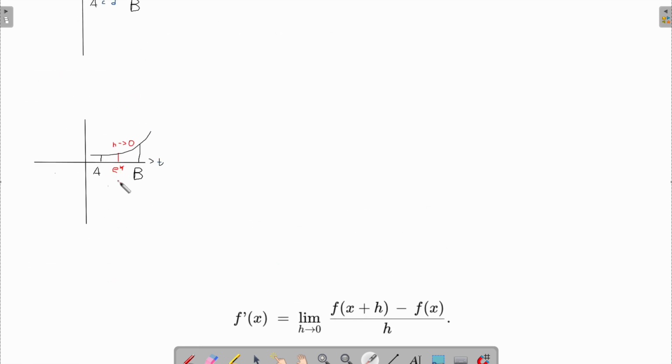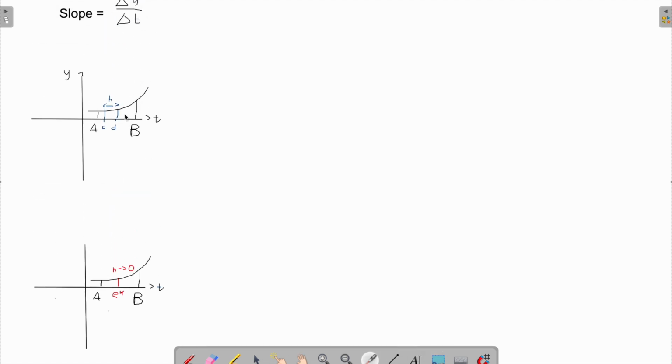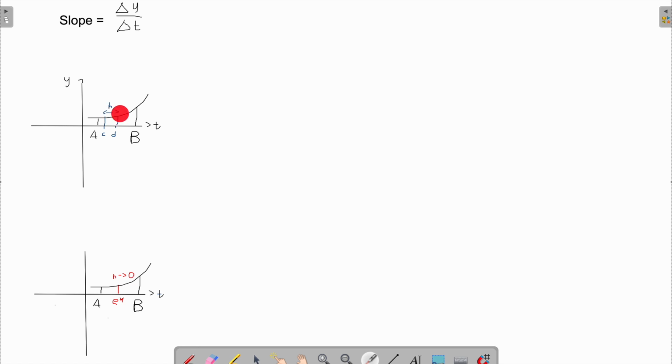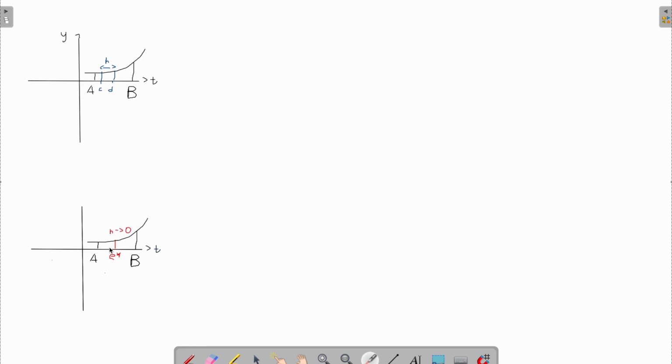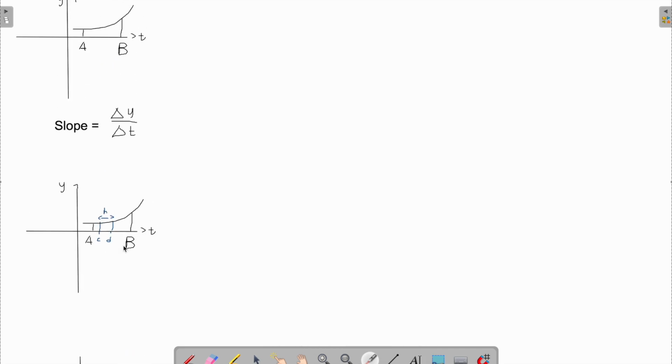So let's say A star is a specific point in time. As you can see here, I've highlighted h representing the length or the width between c and d. At an instantaneous point in time, h is going towards zero, which represents that we are differentiating at that singular point in time.